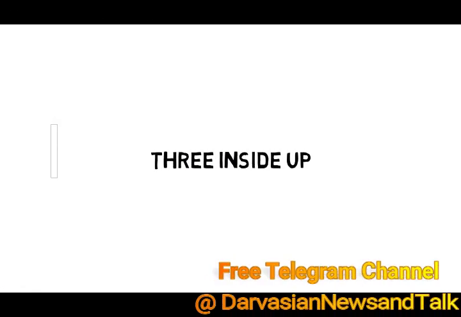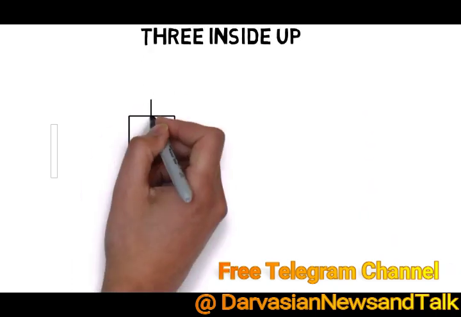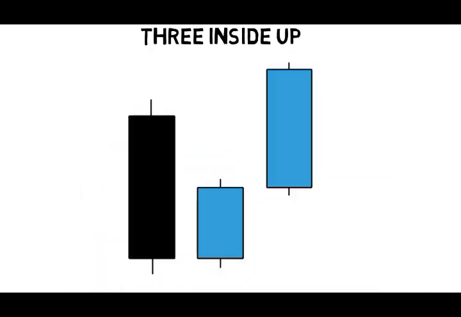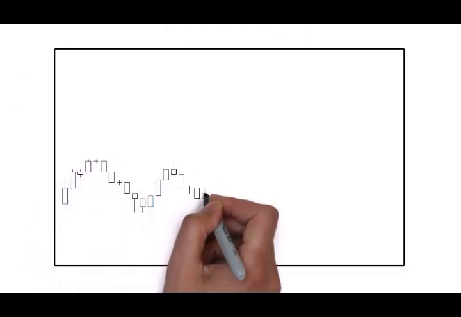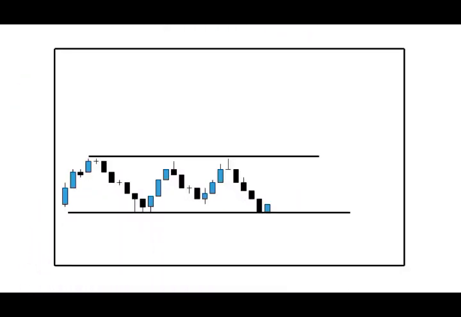Three inside up is a 3 candlestick bullish reversal pattern. The first candlestick is a long bearish candle. Second is a bullish candle that closes at least at the midpoint of the first candle. And the third is a bullish candle that closes above the opening price of the first candle, creating a new high. As this is a bullish reversal signal, we will only look for it in a downtrend.